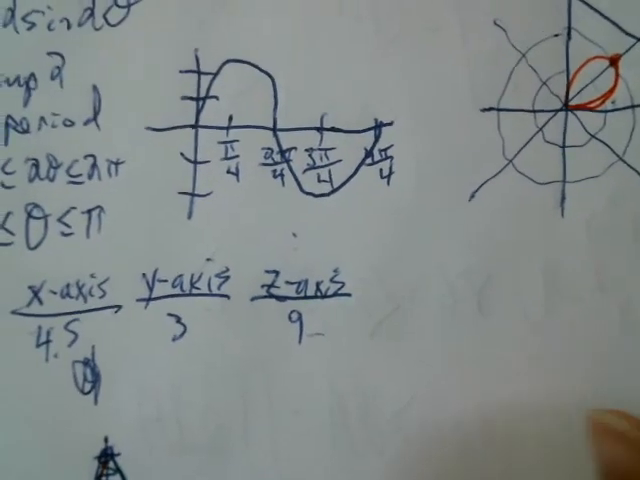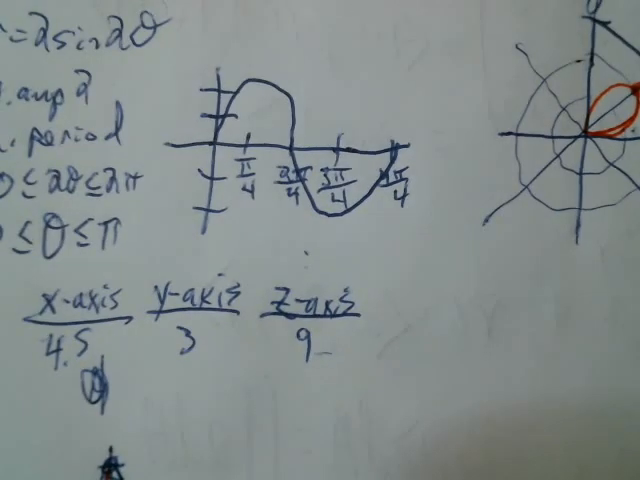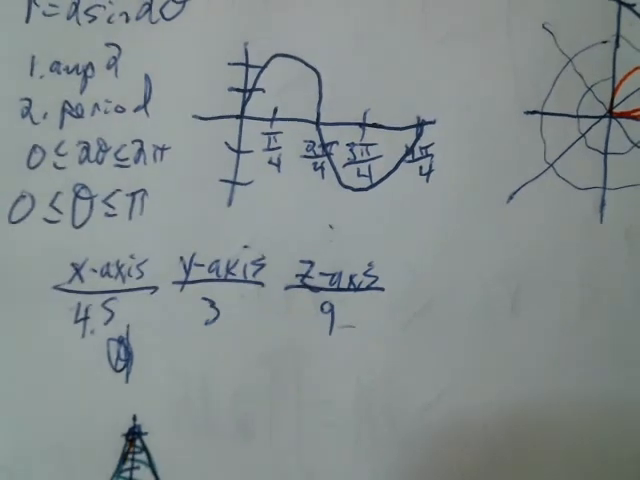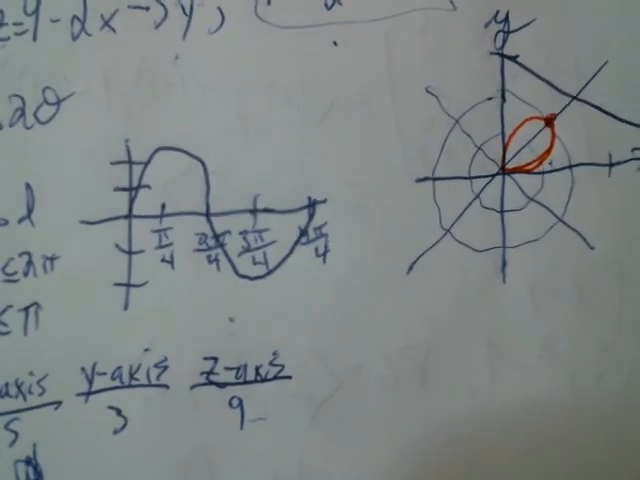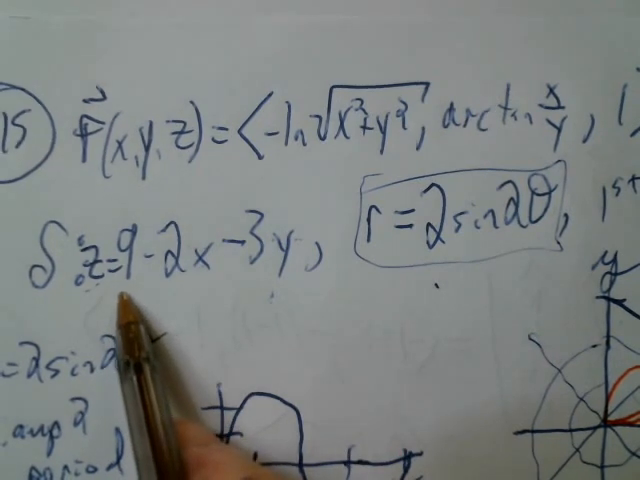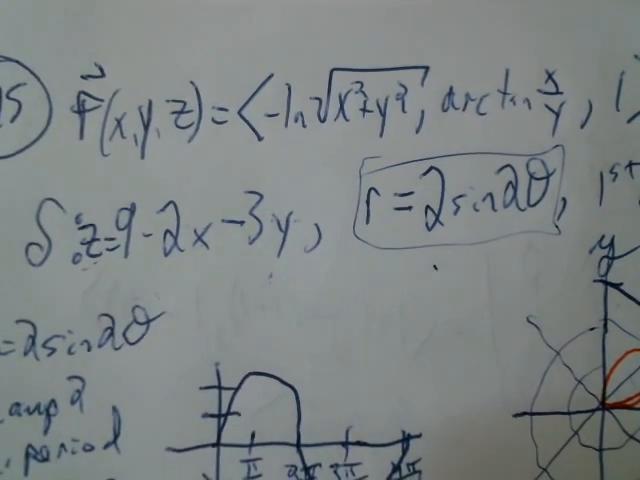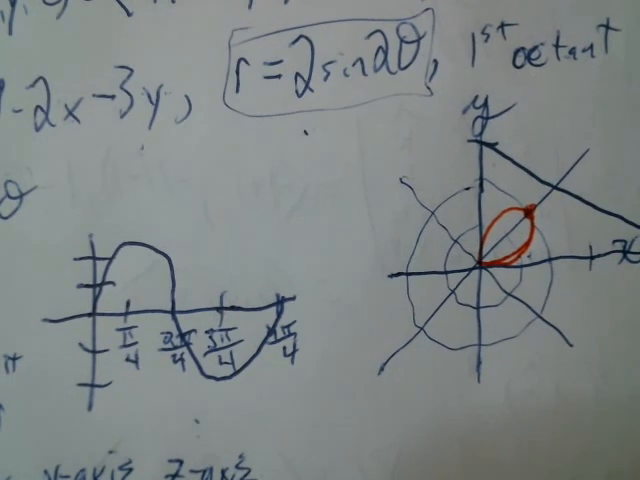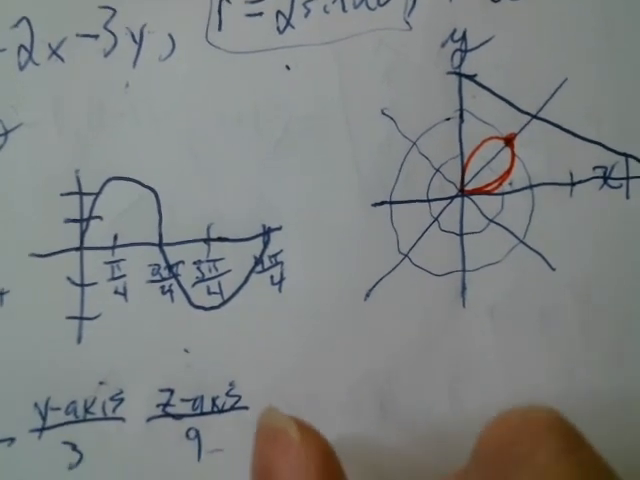In order to pull that off, I need the curl, and you'll also need the gradient of this surface to do your dot product. So let's get the curl first, I suppose.